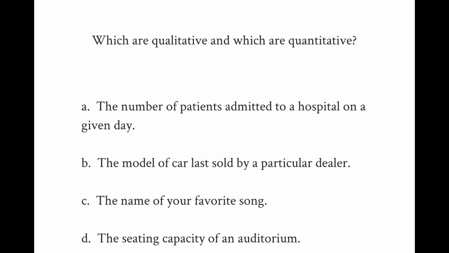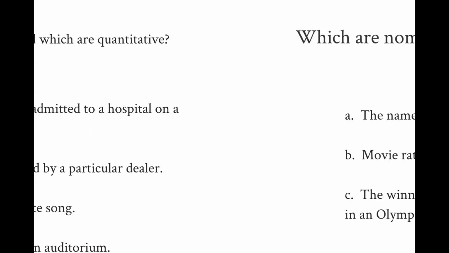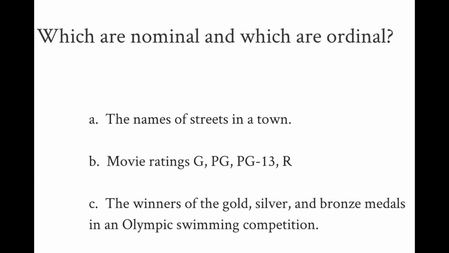The seating capacity of an auditorium. Now, that's going to be a number, and again, you might be interested in computing an average of seating capacities of auditoriums across a certain region or something like that, and so this is a number that represents a count, a measurement, and you could do math on it. It is quantitative. Okay, which are nominal and which are ordinal?